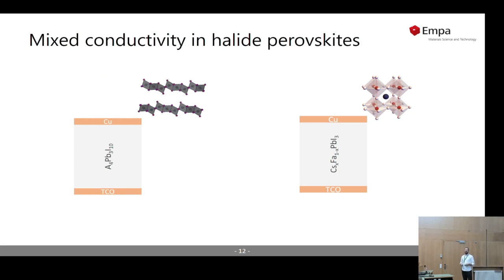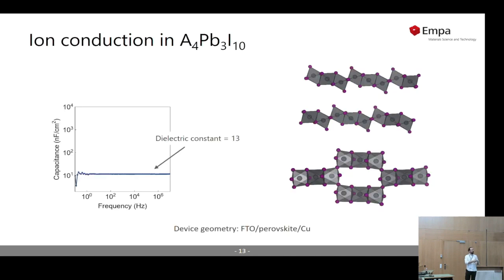So how is this applicable to perovskites? Here I use 2 examples of perovskites. One is a 2D perovskite, and one is a 3D perovskite, cesium formamidinium lead iodide. And I will start with the 2D perovskite.